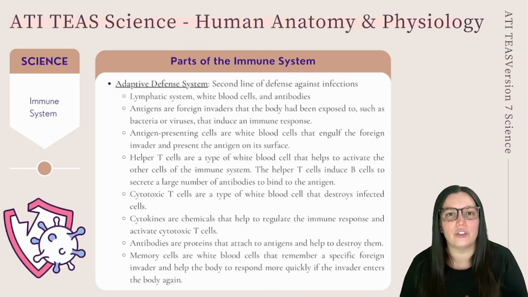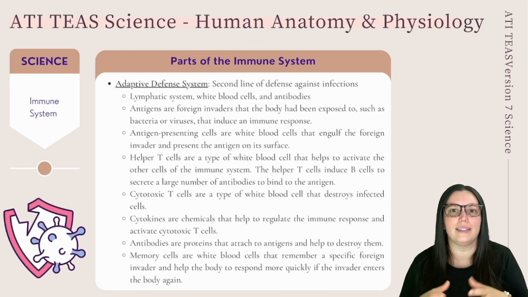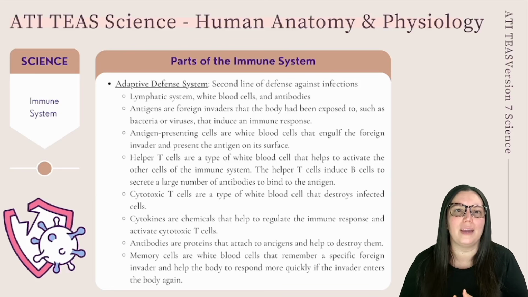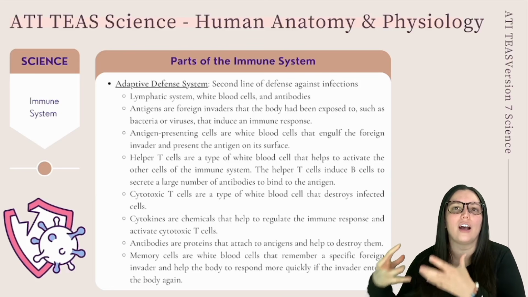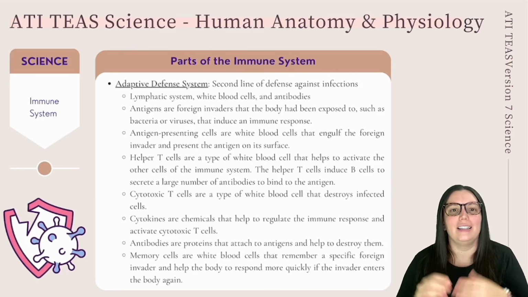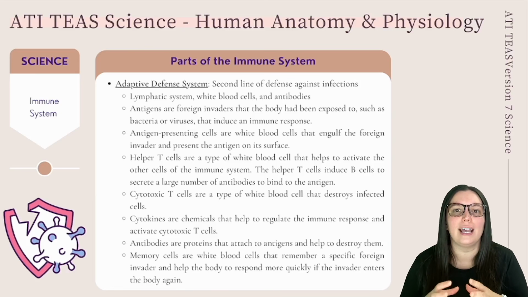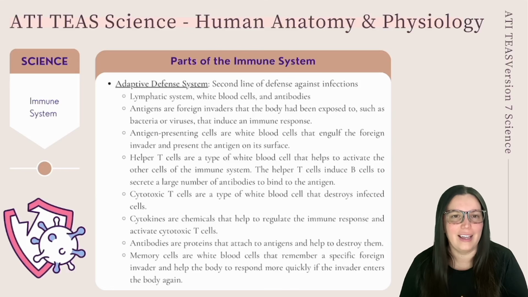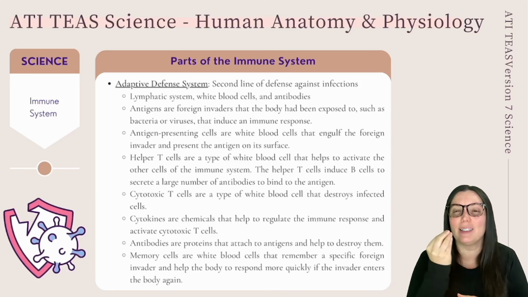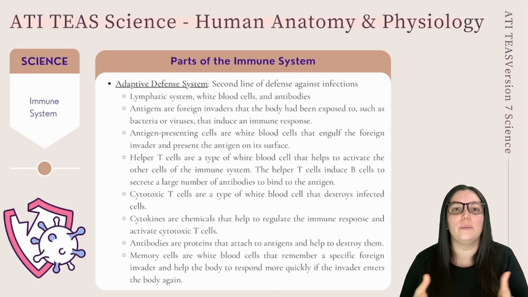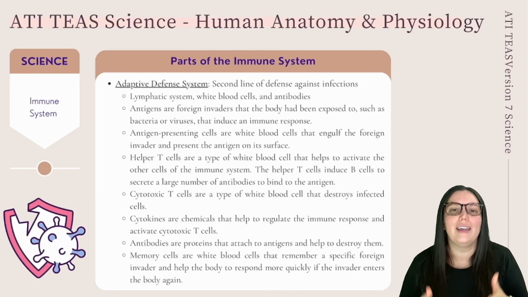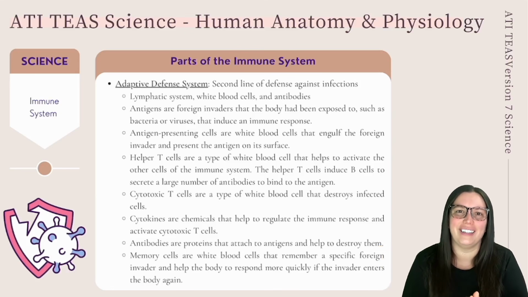Cytotoxic T cells are the type of white blood cells that destroy infected cells. Cytokines are chemicals that help to regulate the immune system and activate additional cytotoxic T cells. Next, we have antibodies, and these are proteins that attach to the antigen to help destroy them altogether. And then lastly are our memory cells, and these are the white blood cells that remember that specific foreign invader and help the body to respond more quickly if that invader was to enter the body again.